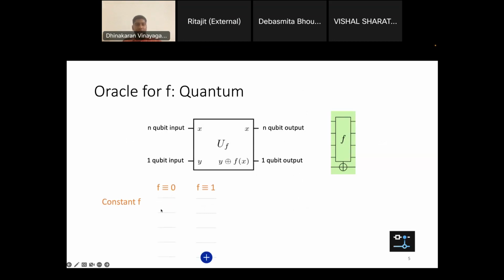So essentially an oracle for f equal to 0 is not doing anything. It's just the identity operation, right?